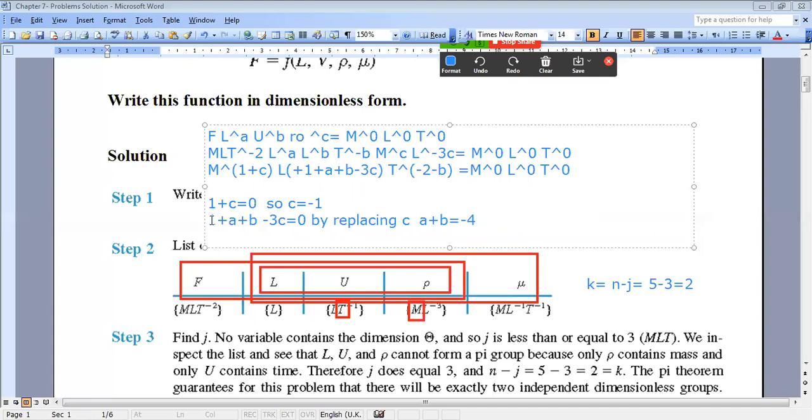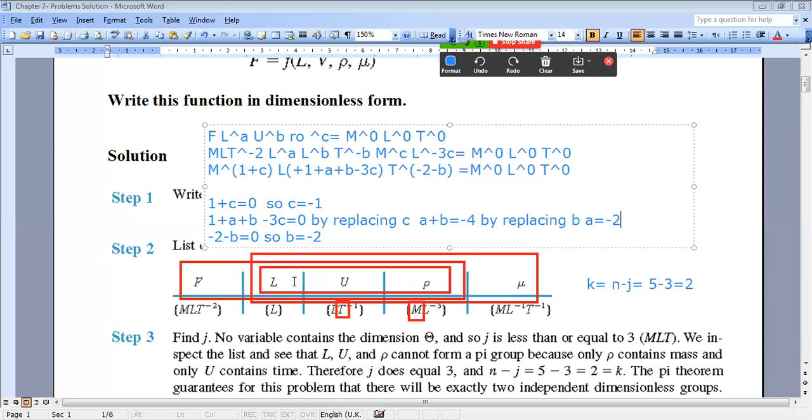For the coefficient of t, I have from the first side minus 2 minus b. Minus 2 minus b should be equal, from the other side, to 0. So I deduce that b is equal to minus 2. And by replacing b here, I get that a is minus 2. So as you can see, I was able to find three coefficients a, b, c, such that f is forming a group with l, u, and rho.